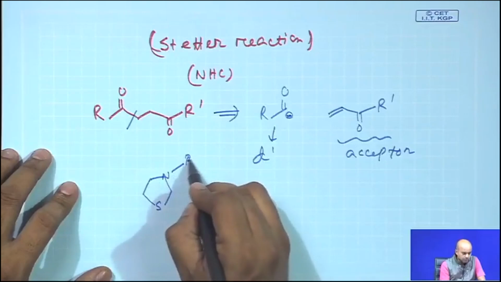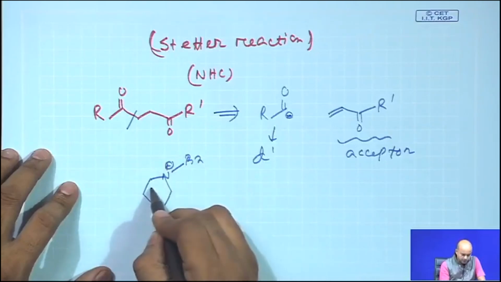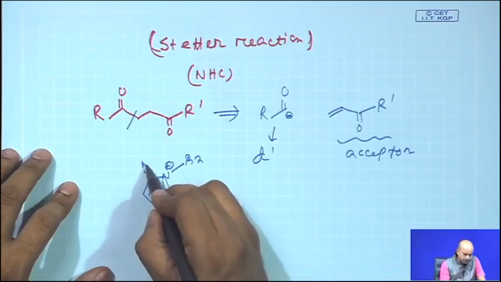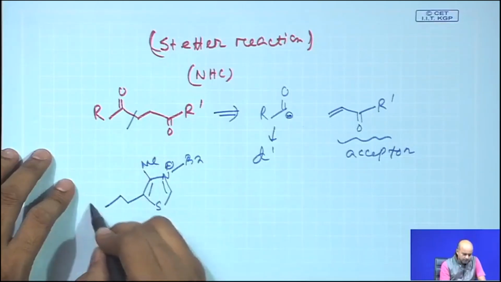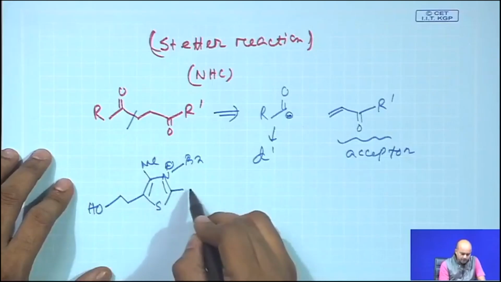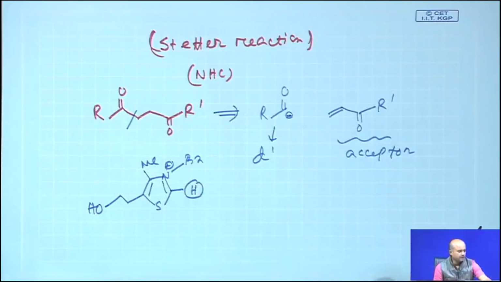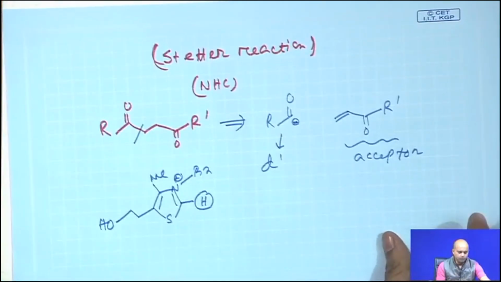I am now drawing it here. If you remember the mechanism of benzoin condensation, it is a similar kind of mechanism, and this is one heterocyclic carbene where this particular hydrogen is the key factor for its main activity. The Stetter reaction mechanism we are not going to discuss in detail. We already did discuss the mechanism earlier. Now, what I am trying to do is analyze similar kinds of synthetic equivalents.